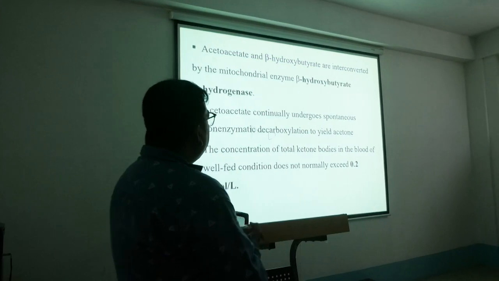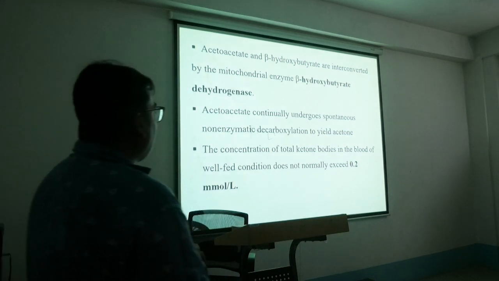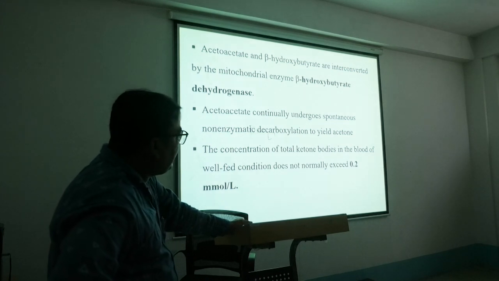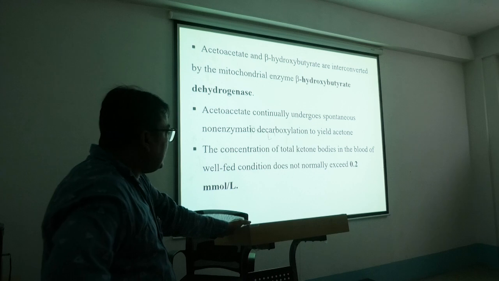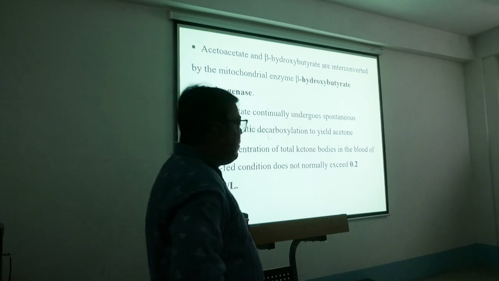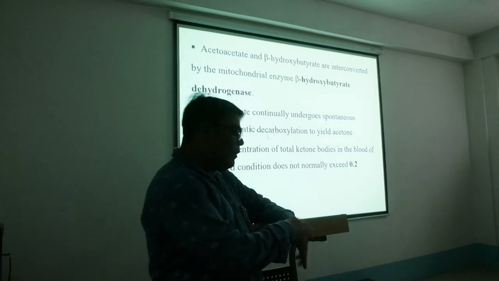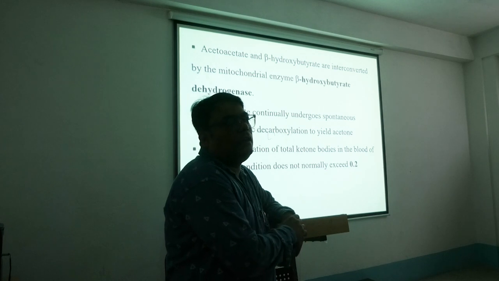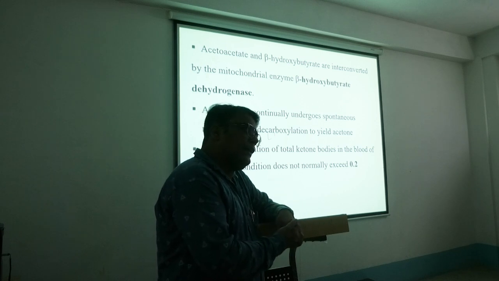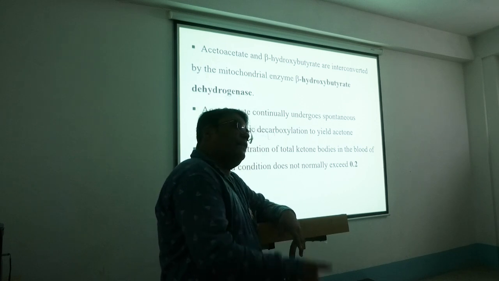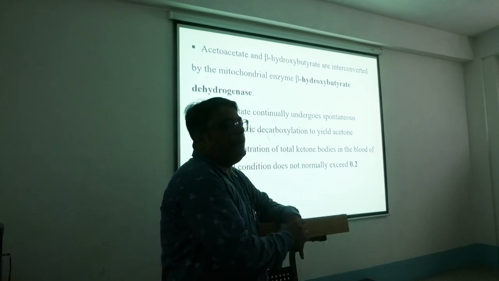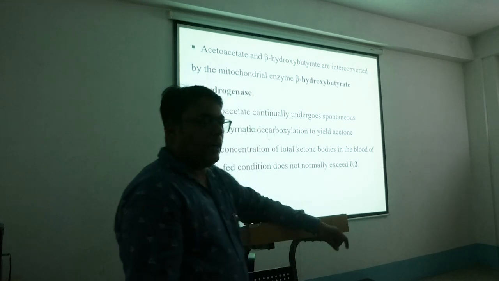Acetoacetate and beta hydroxybutyrate are interconverted by the mitochondrial enzyme beta hydroxybutyrate dehydrogenase. Acetoacetate continues to undergo spontaneous non-enzymatic decarboxylation to acetone. The concentration is 2 millimole per liter. Okay. So if the concentration is more, what happens? There is ketonemia. When the concentration of the ketone bodies is high in the blood, it is called ketonemia. When this occurs in the urine, it is called ketonuria. When both clinical conditions occur in the same patient, it is called ketosis. Understand?